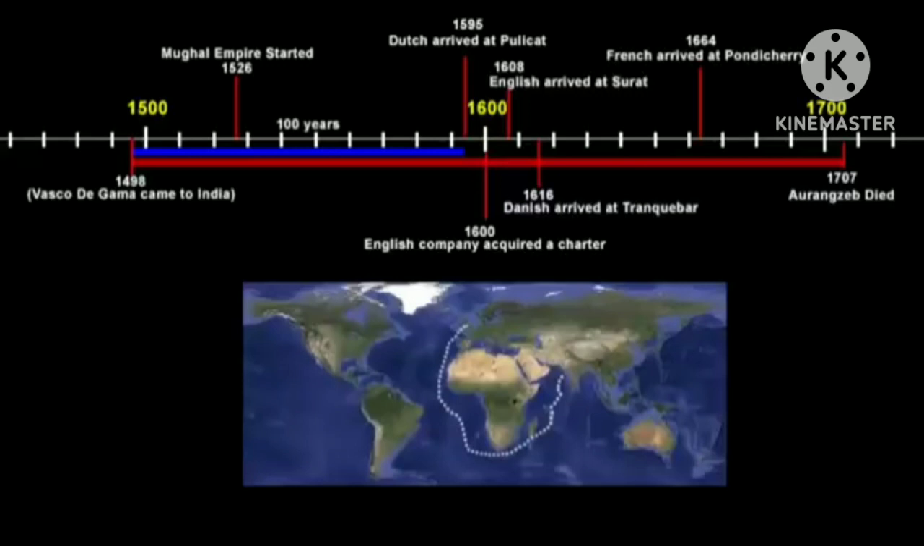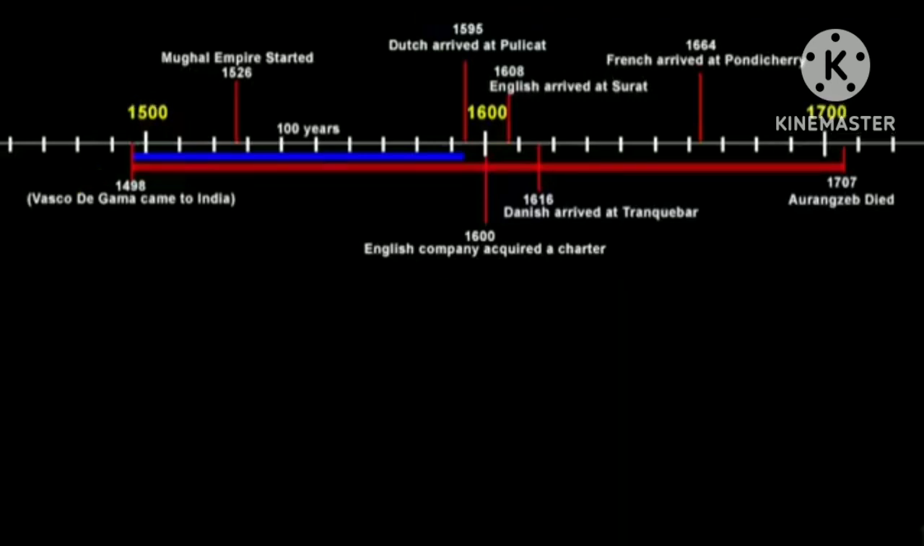But then, if you look at the timeline, there are other European traders that already arrived in India before the British, like the Portuguese and Dutch. So that means Britain was not alone. While they didn't see any competition from their own country, their competition were the other European traders. Remember this.